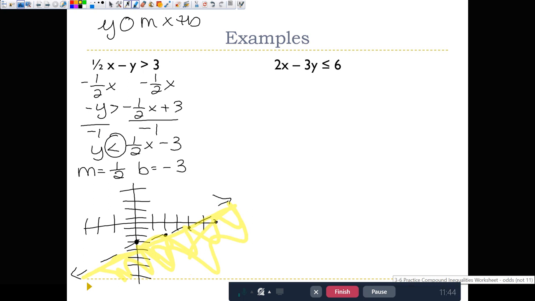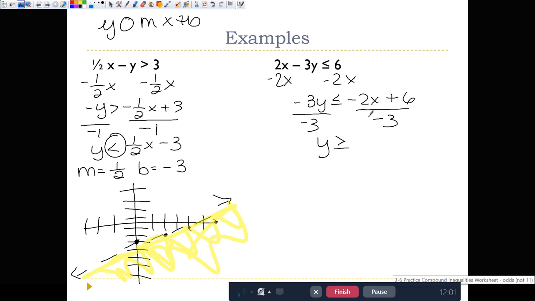Okay, we're going to do the same thing here. I'm going to subtract 2x from both sides, and we get -3y is less than or equal to -2x plus 6. Dividing by -3, I need to reverse my inequality sign. So I'm going to have 2/3x minus 2. So my m is 2/3, and my b is -2.